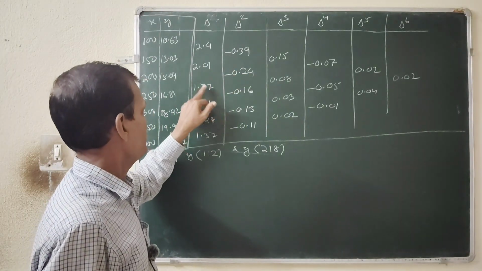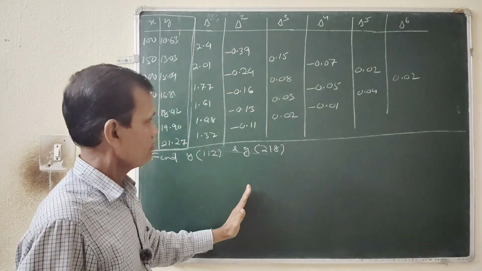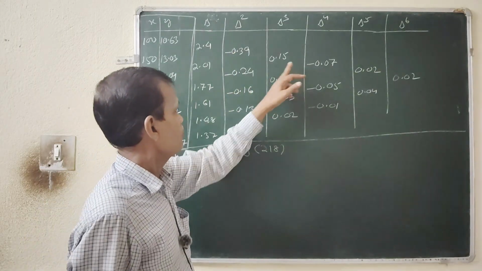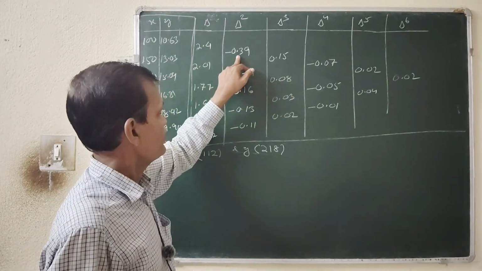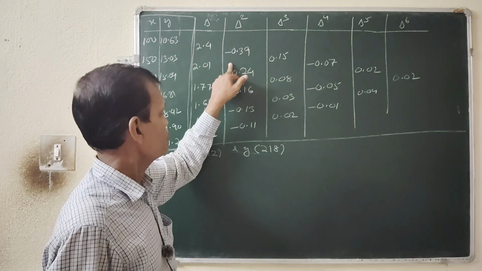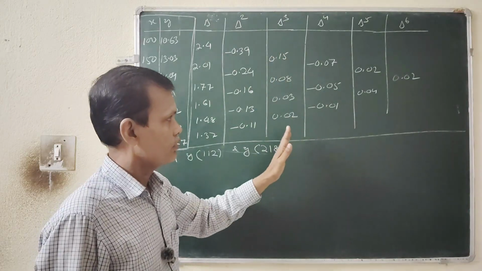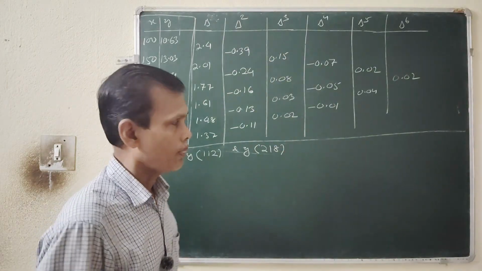Similarly, 1.77 minus 2.01 gives minus 0.24, and you construct the data. For this delta cube, this is new data and this is old data. By these two differences, you will get minus 0.24 minus (minus 0.39) gives you 0.15, and similarly you construct the entire table. Okay.